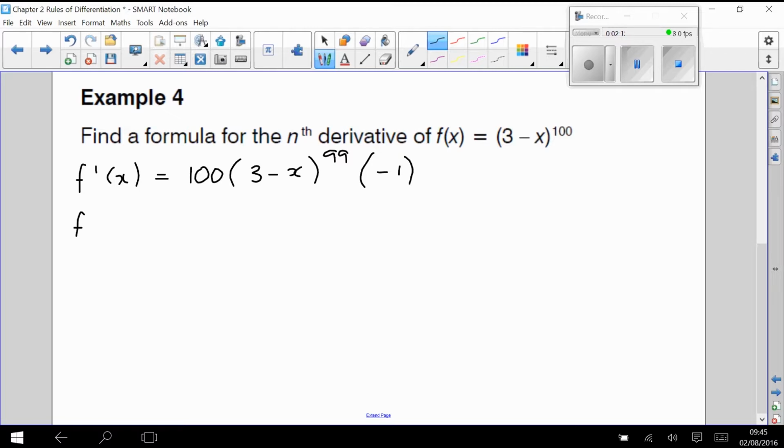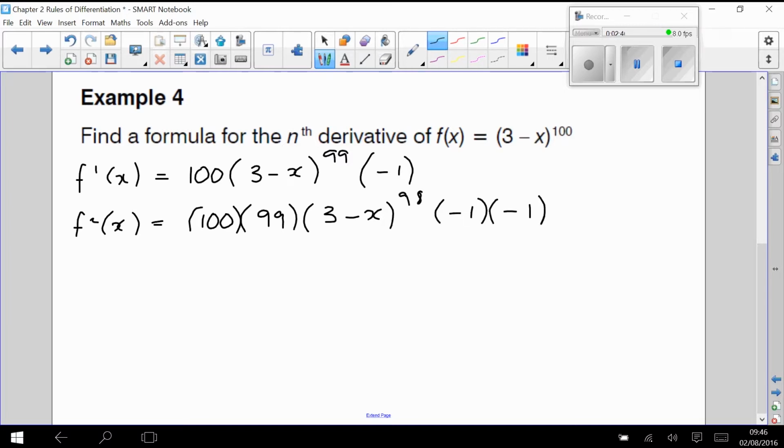Now when I go on to find the second derivative, remember, we don't simplify the first derivative, so I'm going to leave all my factors exactly as they are. Now finding the second derivative, remember the critical part is the part with the variable, and that is still a composite function. So 100 was just a coefficient, and that needs to be times by 99. The bracket, 99 minus 1. I had a minus 1, and I've got to times that by minus 1, which is the derivative of 3 minus x.